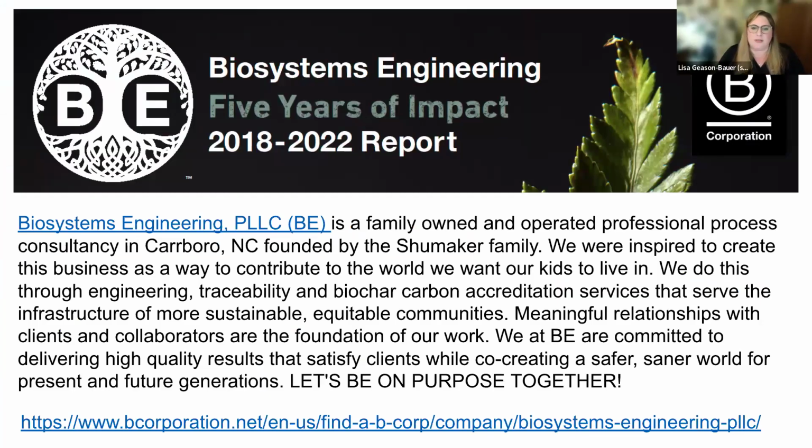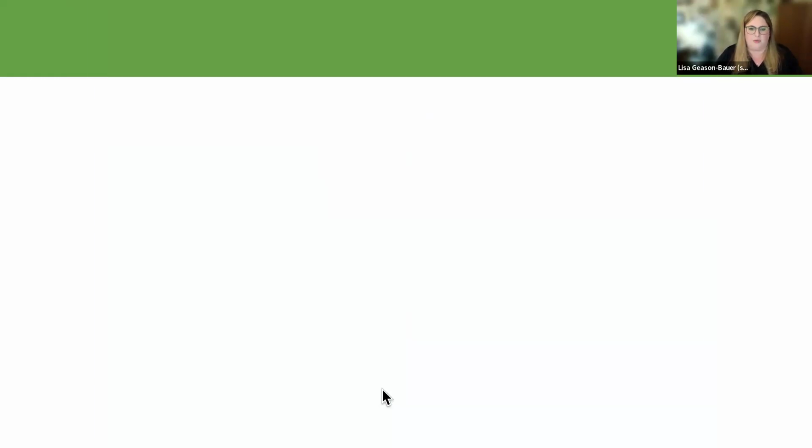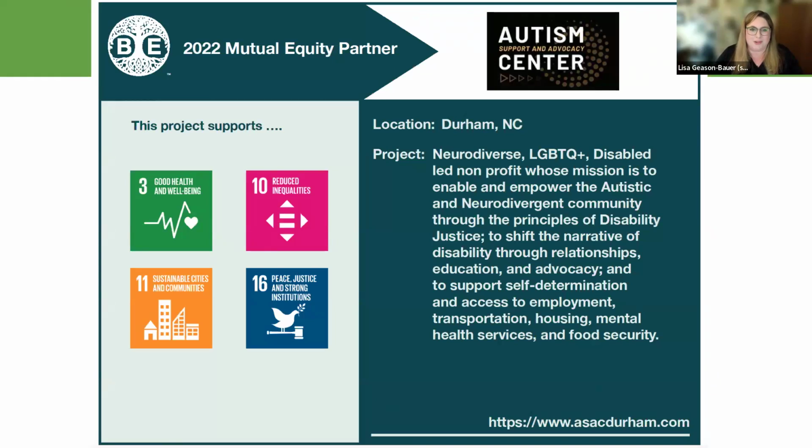Here's one of our clients, Biosystems Engineering. They're out of North Carolina, and they are an engineering, traceability, and biochar carbon accreditation company. So they're a professional service business. When they started their organization, they created what's called a mutual equity initiative. They take 5% of their yearly earnings of gross revenue and contribute it to the mutual equity initiative. And as you can see here, in a very transparent manner, they show in 2020, 2021, and 2022 how much money that was. Then they link below that to the SDGs that the money went into supporting, and they did that by showcasing their mutual equity partners.